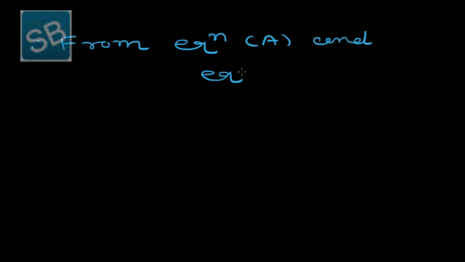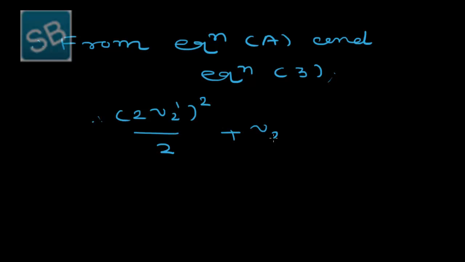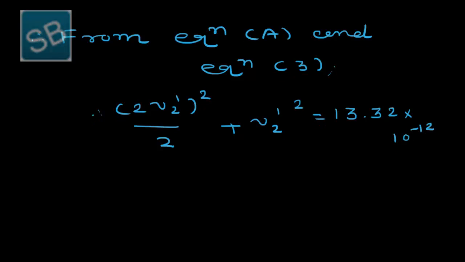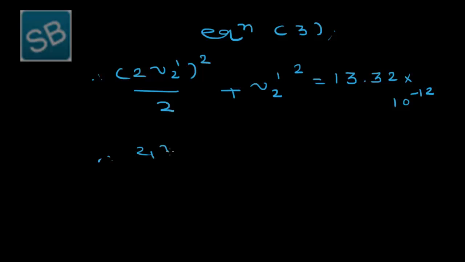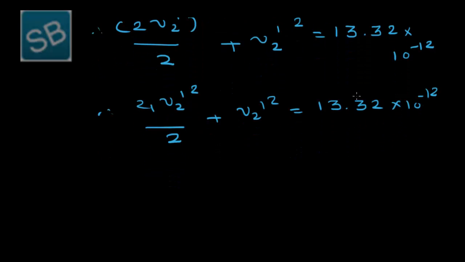Therefore, from equation A and equation 3, instead of v1 dash square, now I can write twice v2 dash whole square divided by 2 plus v2 dash square is equal to 13.32 into 10 to power minus 12. Therefore, 4v2 dash square divided by 2 plus v2 dash square is equal to 13.32 into 10 to power minus 12. Now, simplifying this, 2 to the 4, so it is 2 plus 1, so total 3v2 dash square, and the right hand side is as it is.